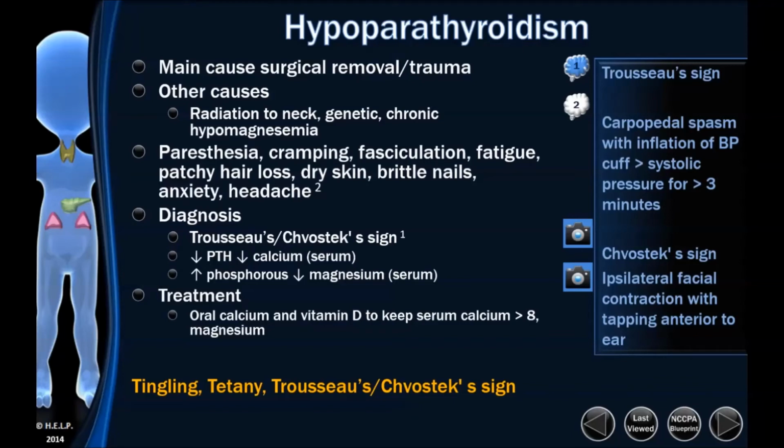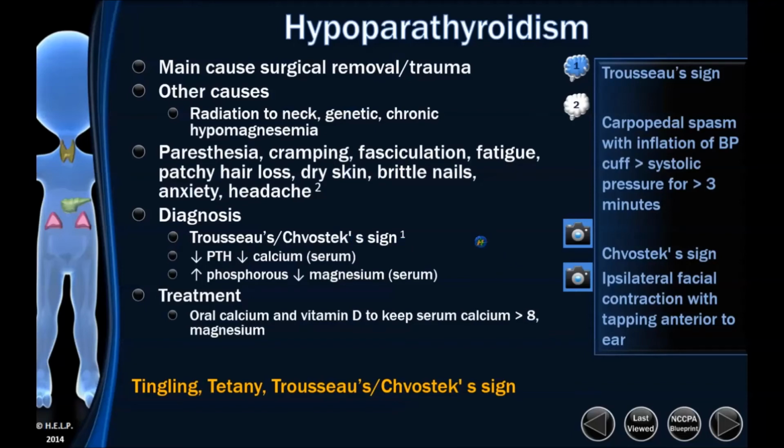So in carpopedal spasm, you can do it on the arm, you can do it on the leg. So we have spasm in the hand or foot, and it's related to the blood pressure cuff being elevated greater than the systolic pressure. In Chvostek's, you're tapping the same side of the face, and you're going to see this little twitching that occurs in the face. There are some good YouTube videos you can look for on both of these.